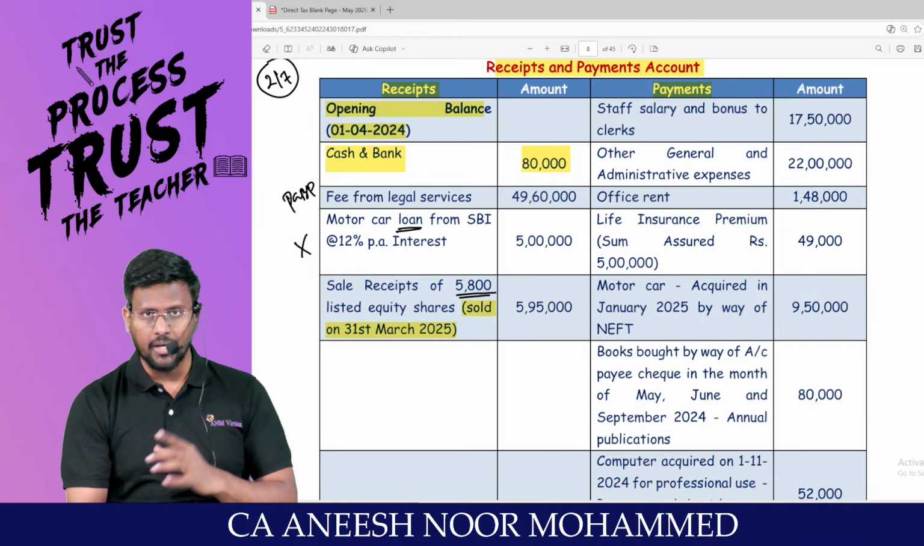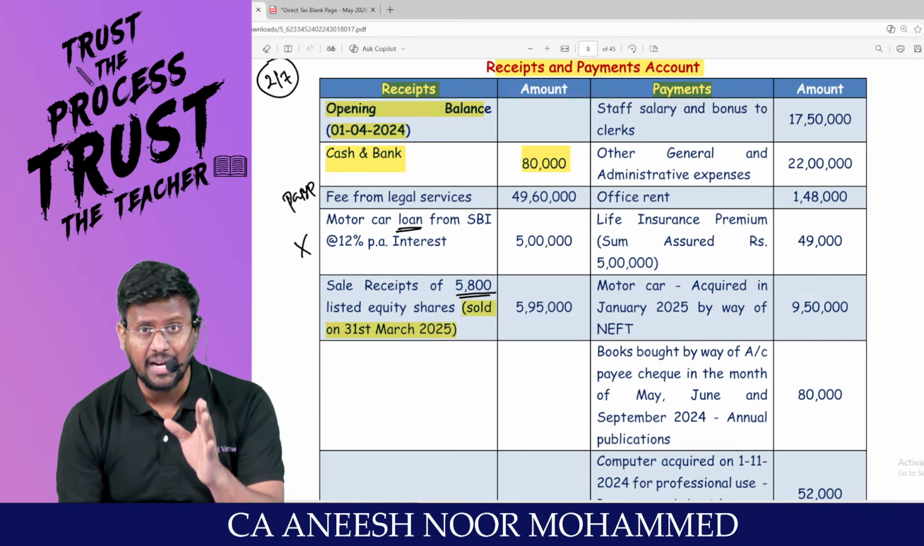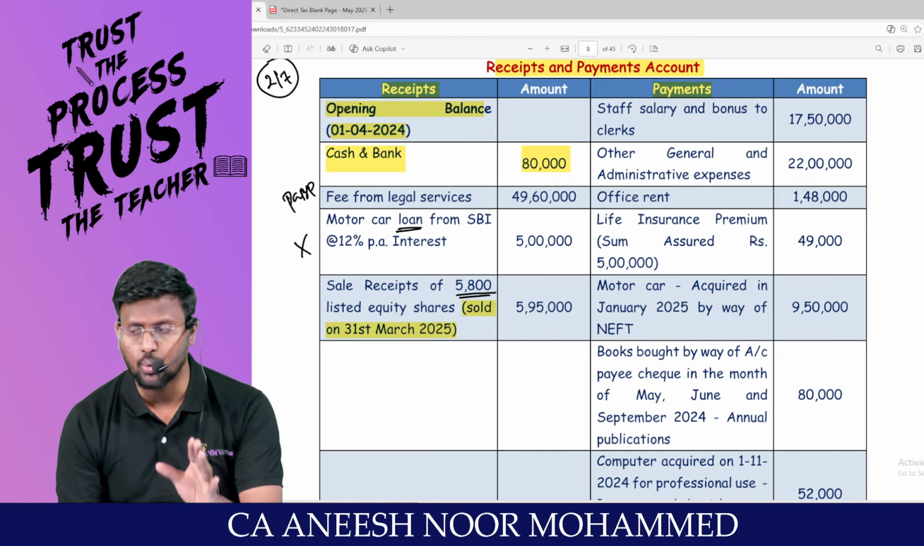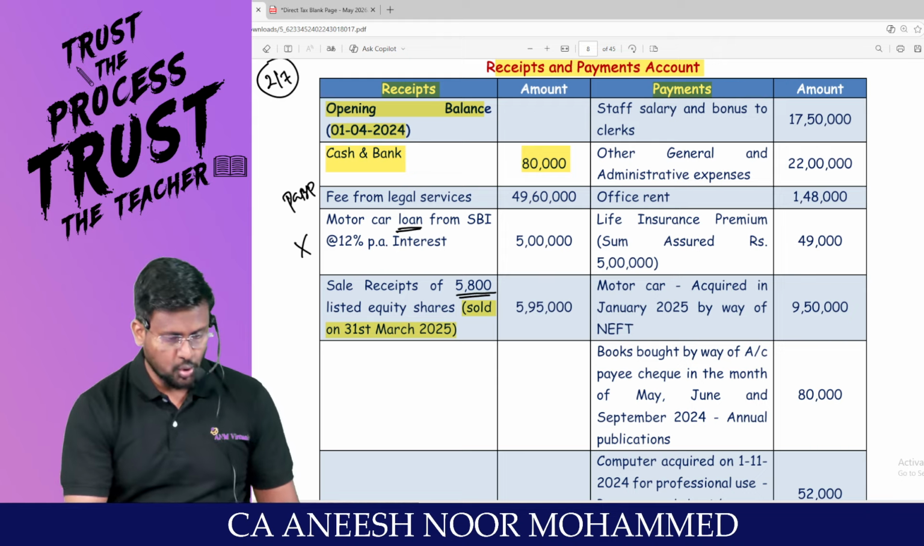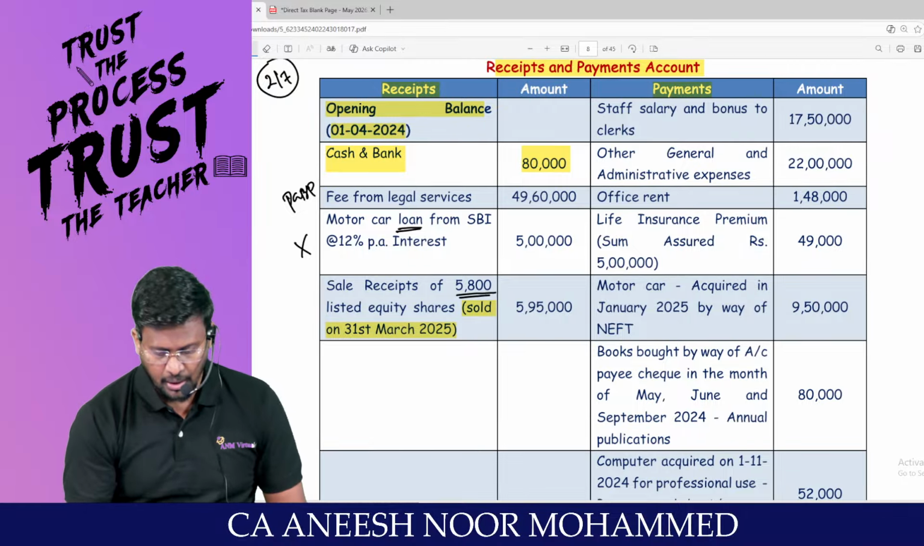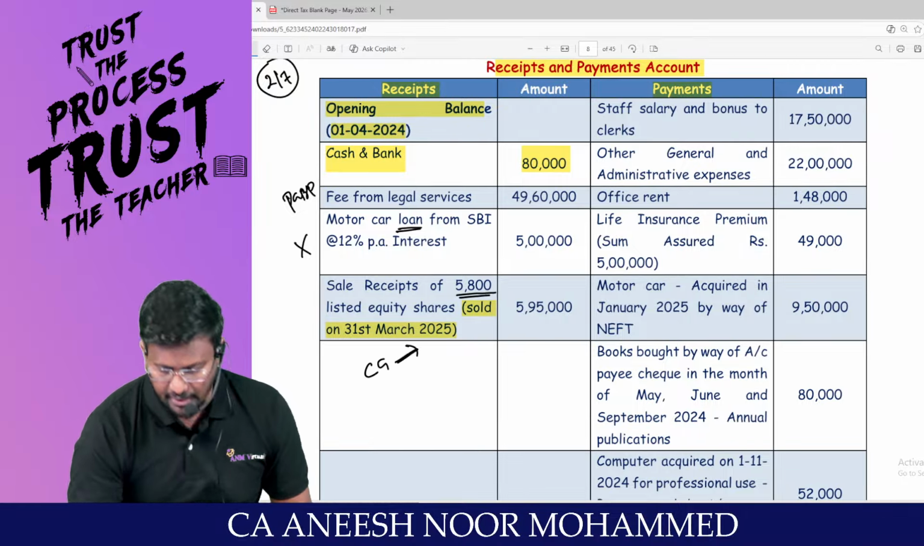Because our financial year is 24-25, we have a cutoff of 23/7/2024. This is after the cutoff date, so no benefit of indexation. So this is capital gain related data.